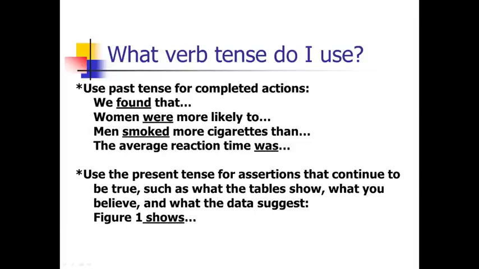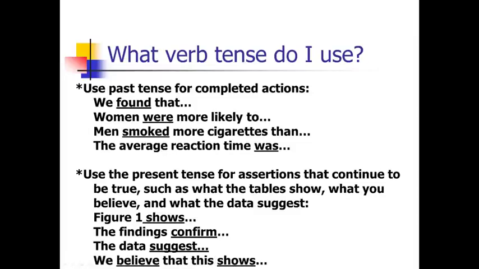So you would say like figure 1 shows, because it's still showing it. The findings confirm, because they're still confirming it. The data suggests, because the data still suggests that. So that's still ongoing and true at the time the reader reads the paper. It's not in the past. Or we believe that this shows, again, in the present.